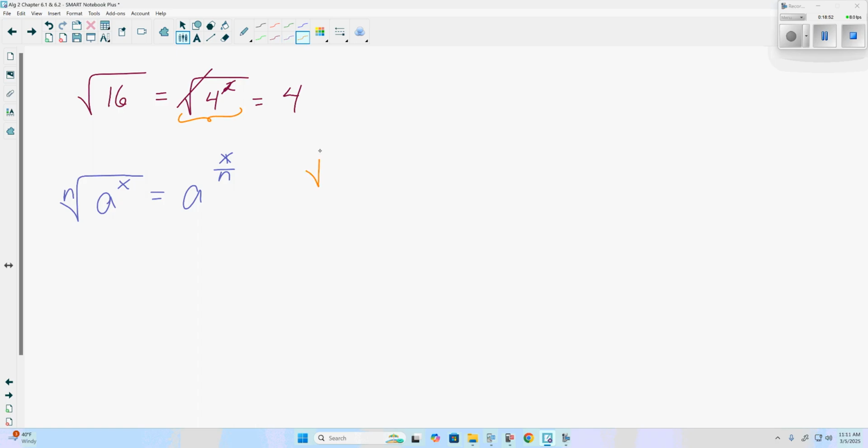So if we took this here, the square root of 4 squared, a is going to be 4. Our index, our n, with the square root would be 2. X in this case would also be 2. So really what we're saying is the square root of 4 squared is the same as 4 to the 2 over 2 power.